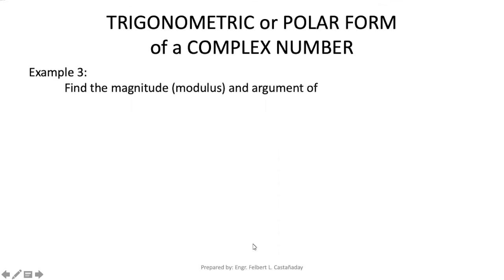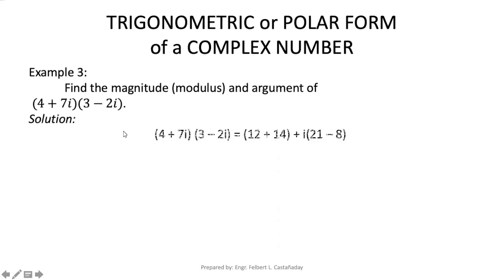Example number 3. Find the magnitude or modulus and the argument of the complex numbers in factored form. So 4 plus 7i times 3 minus 2i. The first thing that we need to do is to determine the product. Okay, so we can use the technique that I discussed in the previous meeting. So here, 4 times 3 is 12. 7i times negative 2i will give us negative 14i squared.